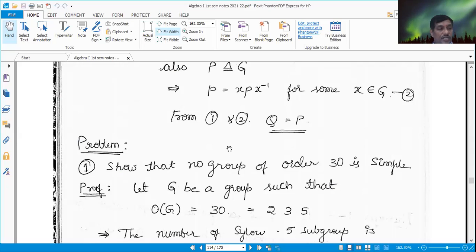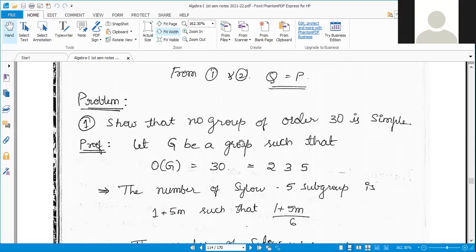I already mentioned the definition of a simple group. This is one of the problems related to simple groups. Show that no group of order 30 is a simple group. A group is said to be simple if it has no non-trivial proper normal subgroup. First, how to prove this?